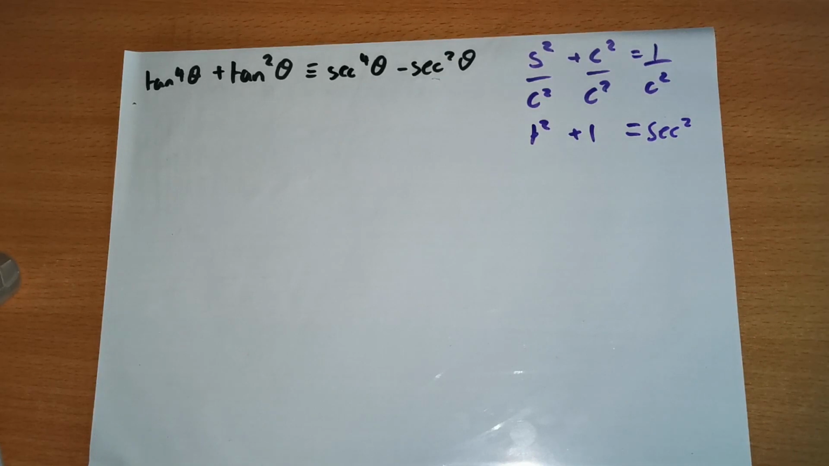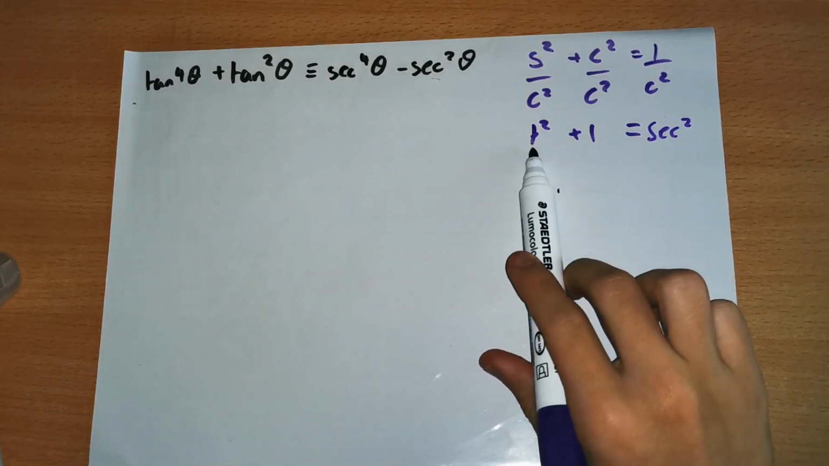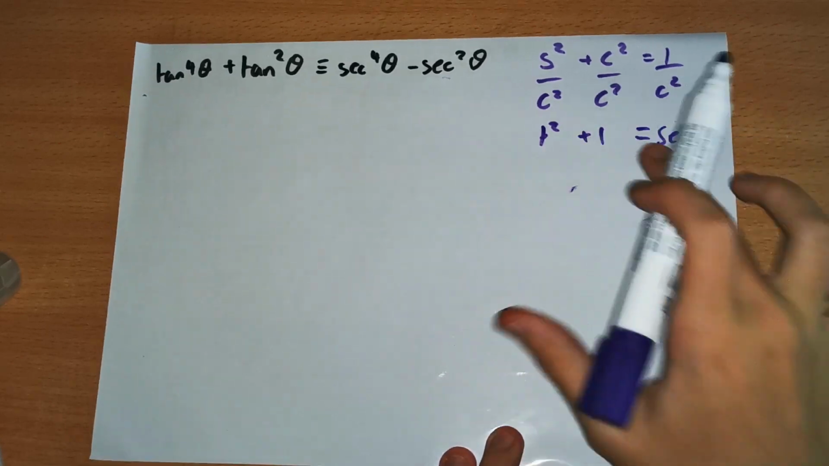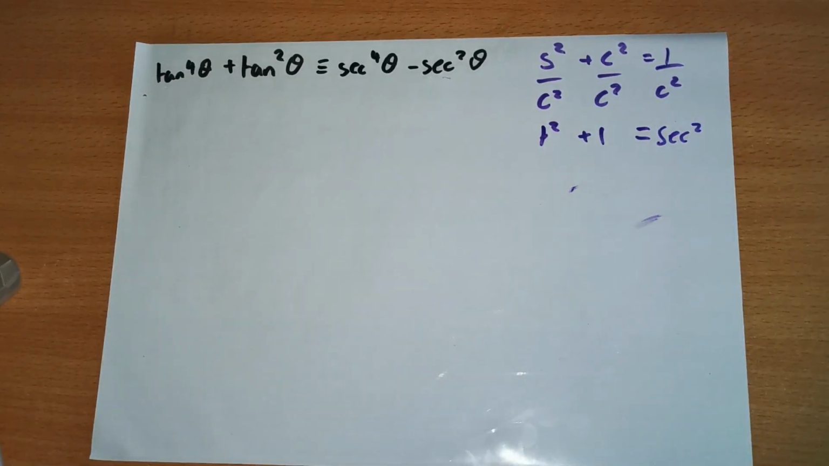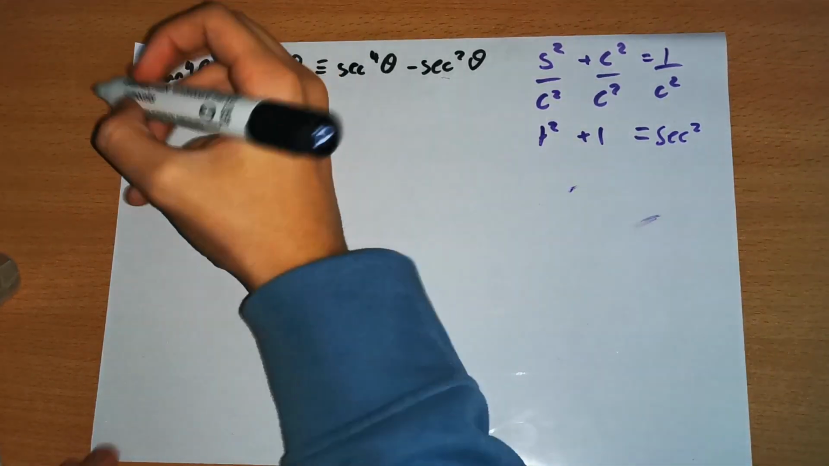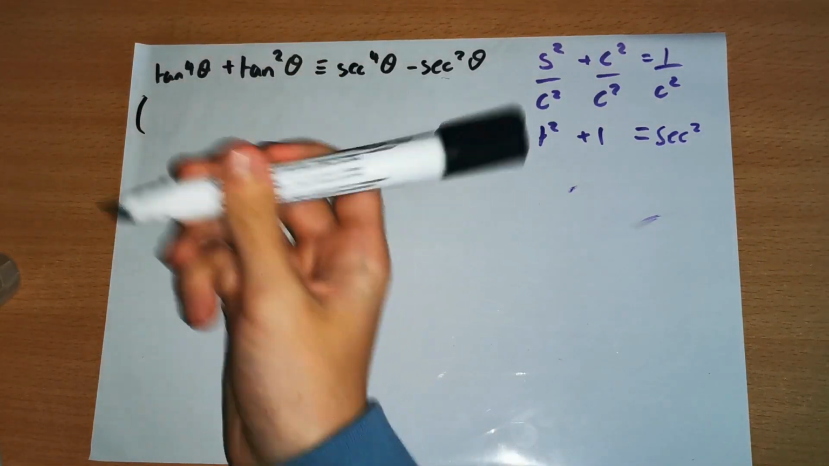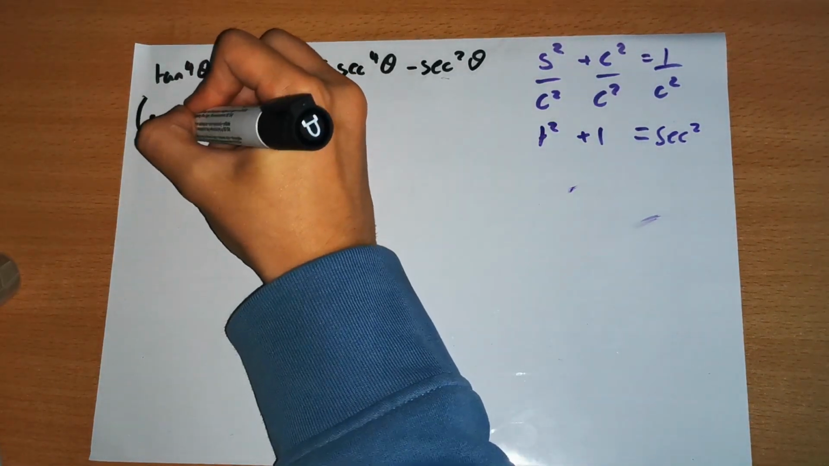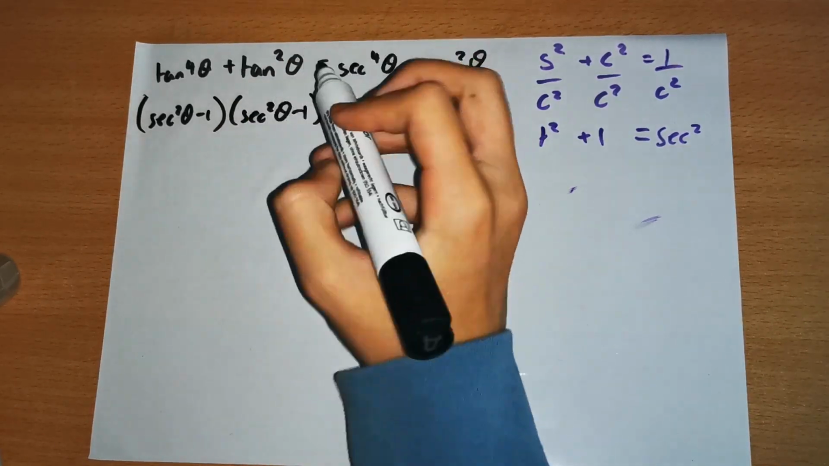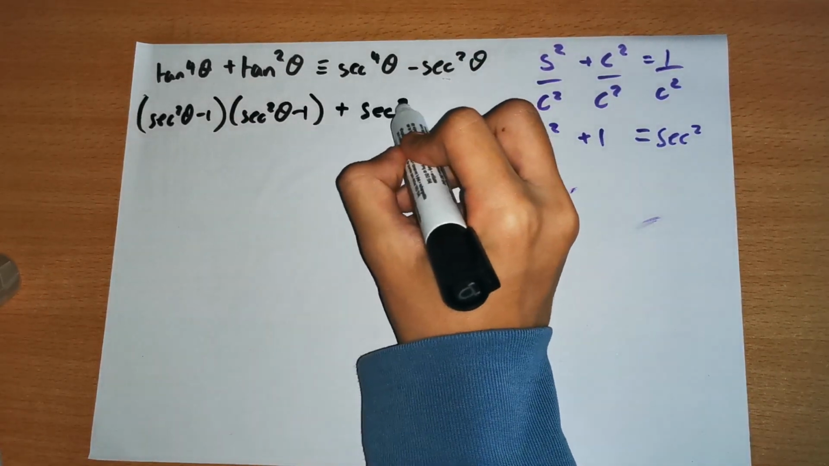Now, why is this a good thing? We know that tan squared theta is equal to sec squared minus 1. It's good to remember. I just like to have that written out so that I don't make a very stupid mistake by adding 1 by accident. So, tan to the power 4 theta is the same as tan squared theta multiplied by tan squared theta. Tan squared theta, as we just worked out, is equal to sec squared theta minus 1, times sec squared theta minus 1, plus sec squared theta minus 1.